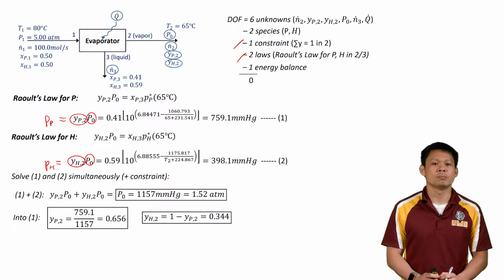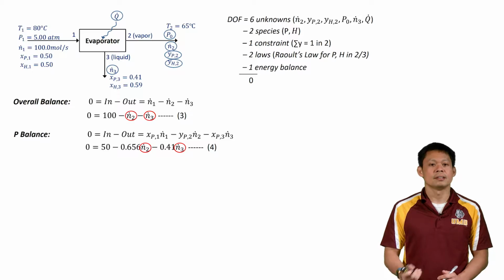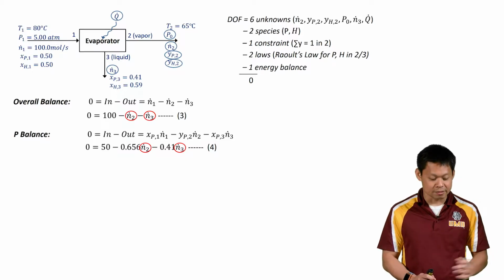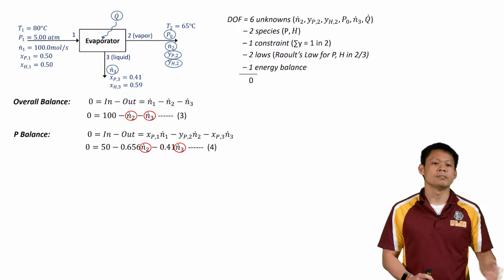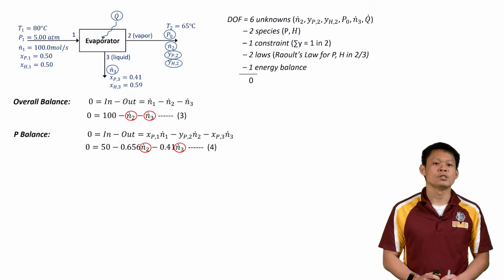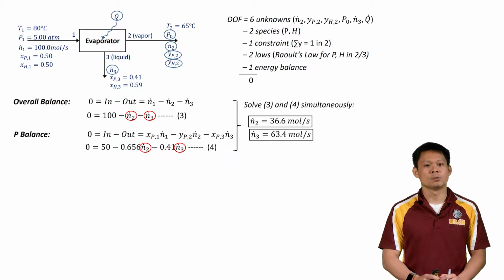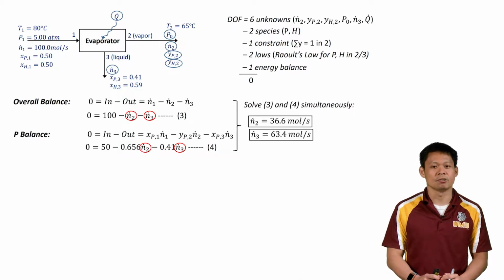To finish solving our material balances, we're just left with our 2 balances. So let's start with our overall balance. Here we have in equals out, so we have just N1, N2, and N3. Solve it concurrently with our pentane balance. And now you have 2 equations with 2 unknowns. Solve them simultaneously, and you end up with the molar flow rates for N2 and N3.